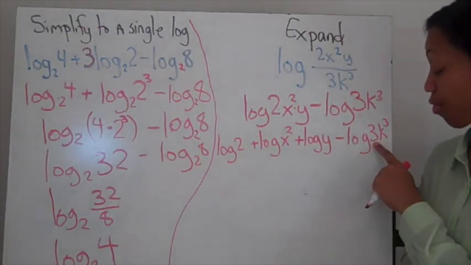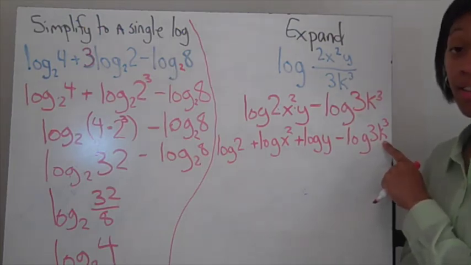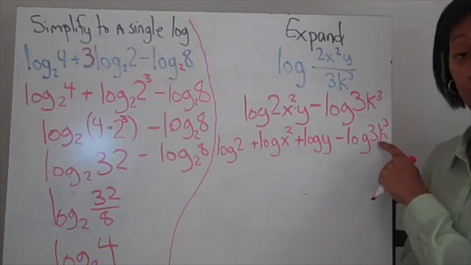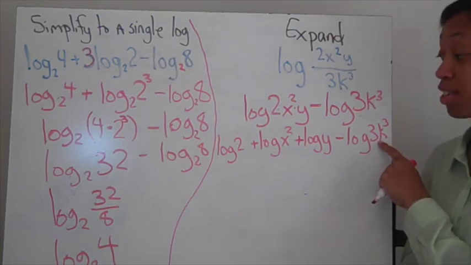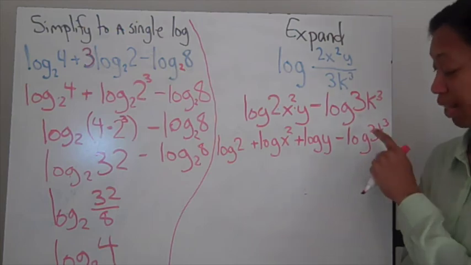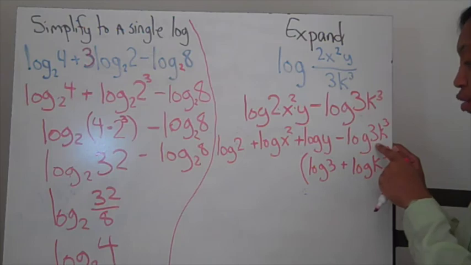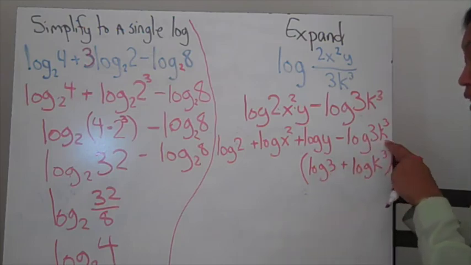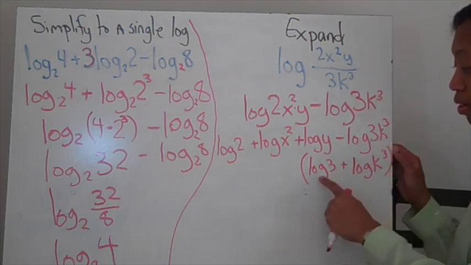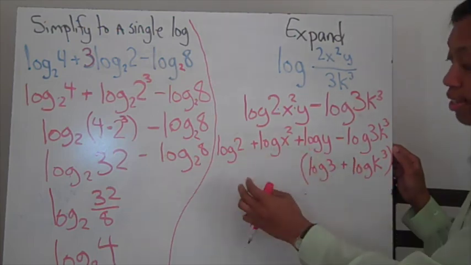I have a log 3, and the 3 is multiplied to the k to the third. So I can break this multiplication up into addition as well by adding another log. So, and as I do that, let's go ahead and do that. Let's see if I have enough room. So I'm going to break the log 3 times k cubed up into log 3 plus log k cubed. Alright, and copy the rest the same.